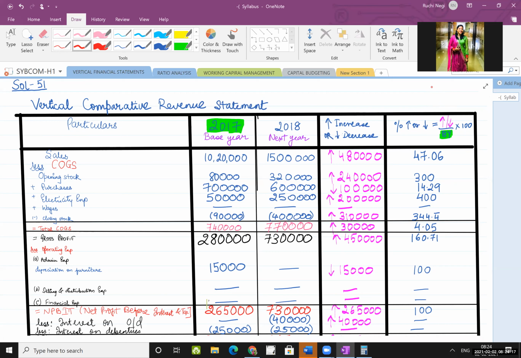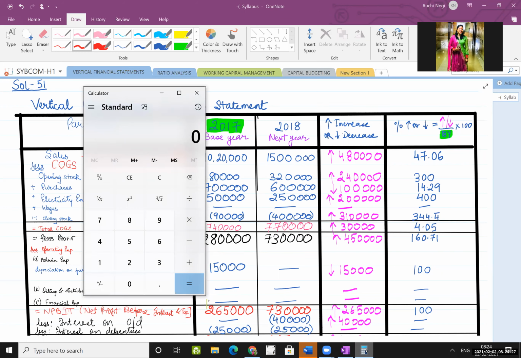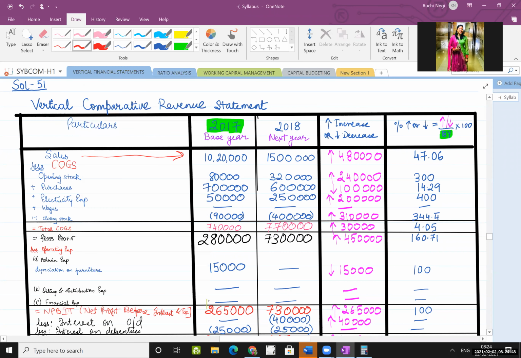Start with sales: 10 lakh 20 and 15 lakhs. See the difference. 15 lakhs minus 10 lakh 20, obviously sales have increased by 4 lakh 80. 4 lakh 80 divided by the base year 10 lakh 20 into 100. So my answer is 47.058. Make it 06.